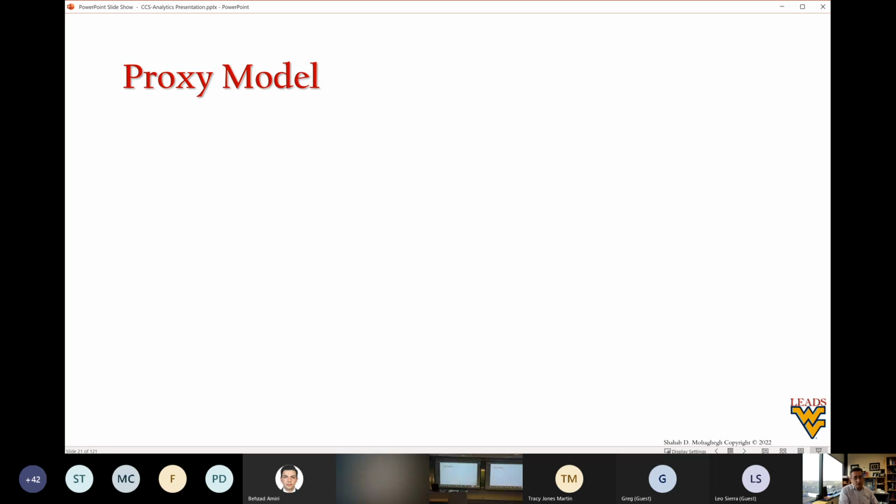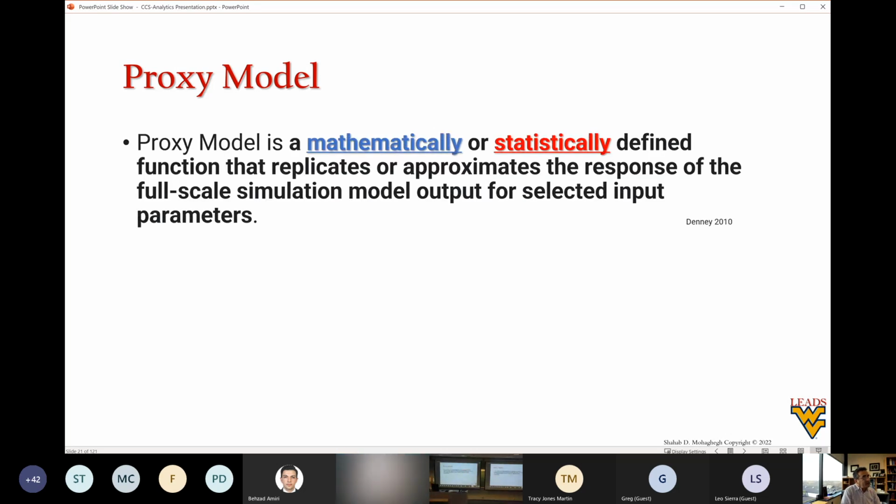First, before we talk about smart proxy modeling, you have to know what proxy modeling is, which I'm sure you do know, but let me very quickly go through it. So a proxy model is a mathematically or statistically defined function that replicates or approximates the response of a full-scale simulation model output for selected input parameters. This is just a proxy model.